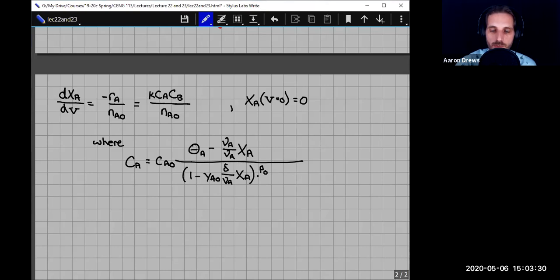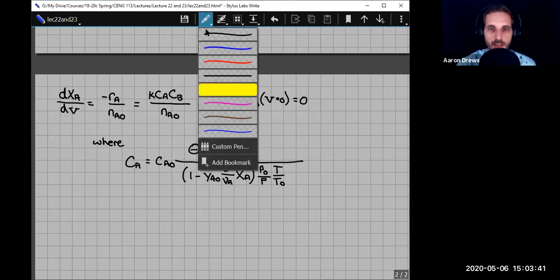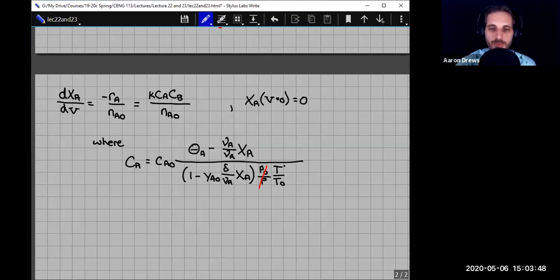And then these are the terms that came from the ideal gas law, P0 over P and T over T0. No, there's no P0 over P for the top. These two don't cancel out, they just go away because they're one, because it's isothermal and isobaric. The nu over nu A is also one. Nu A over nu A is also one. Theta A, remember any theta i is moles of i fed divided by moles of A fed. So theta A is always one. And so our numerator simplifies a fair amount to just one minus XA. And in fact, for A, it always looks like one minus XA.